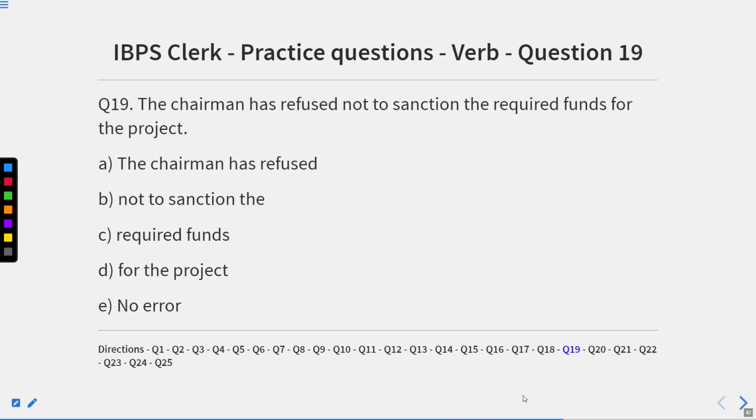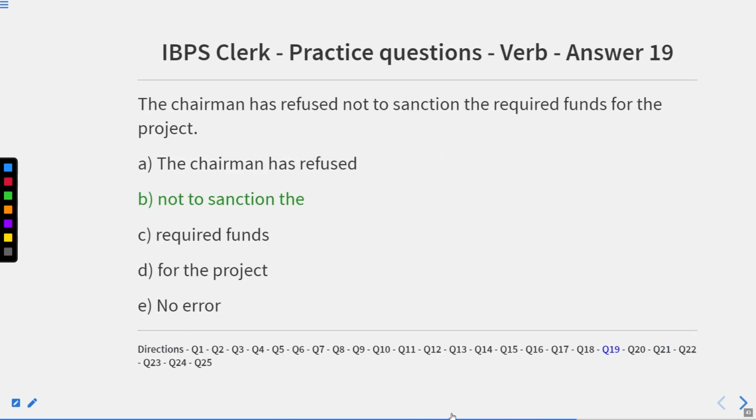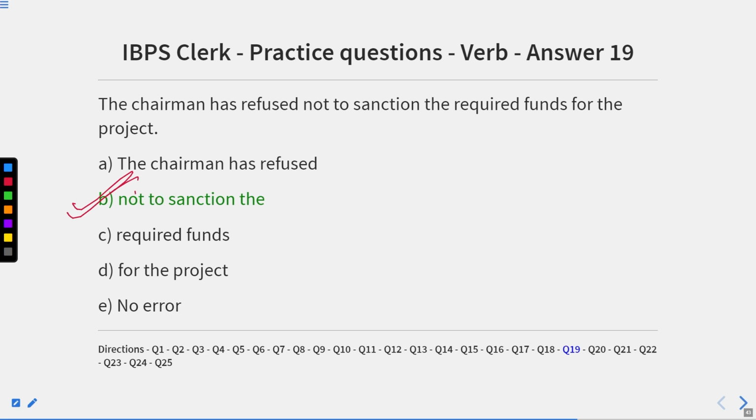Now, this is question number 19. The chairman has refused not to sanction the required funds for the project. Now, basically, what is the meaning of refused? To deny, or you can say, to say no. So, refused itself is a negative word. It means to say no or to deny. There is no need to write not again. Refused not to sanction will be incorrect. It should be refused to sanction, because refused itself is a negative word. Now, here the answer is B, where this not word is incorrect. The correct sentence will be the chairman has refused to sanction the required funds for the project. Now let us move to the next one.